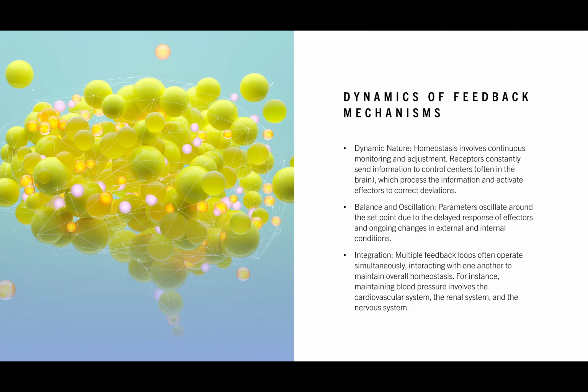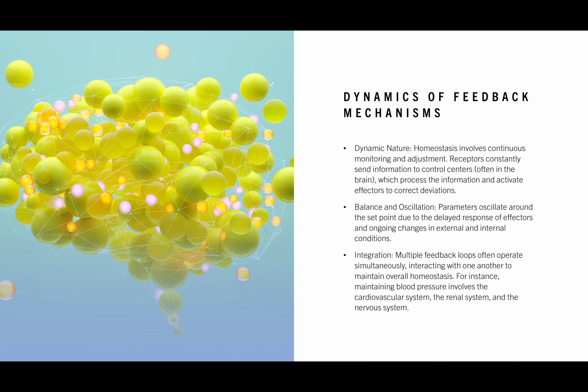So dynamics of feedback mechanisms, we're asked to look at this as well, right? So let me see where that is. In objective 4.1, we're asked to look at the homeostatic equilibrium, right, and emphasize the dynamics of feedback mechanisms. So homeostasis involves continuous monitoring and adjustment, right? That's what we're saying. So we need to know exactly where our body is at, and we need to know where it should be in order to get it back to that place, right? So we balance it via different oscillations.